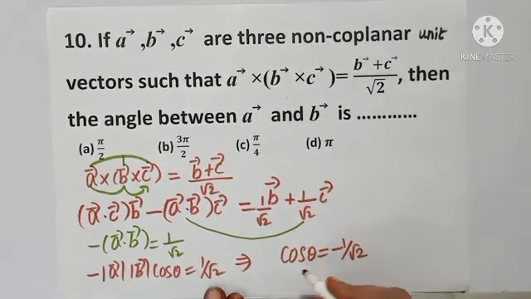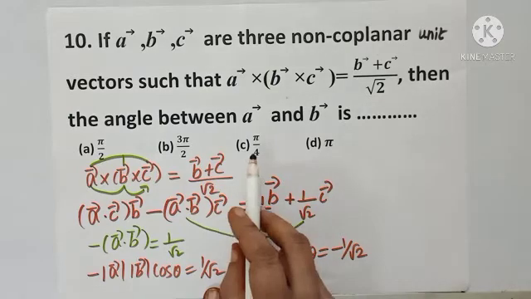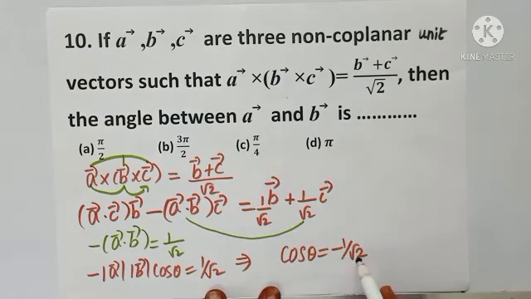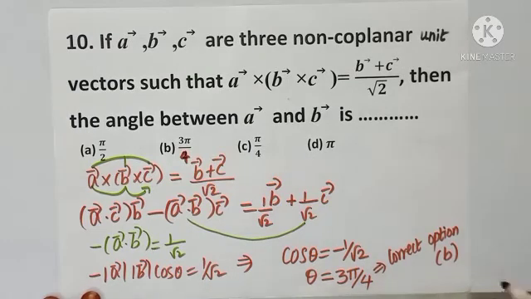Cos theta plus 1 by root 2 gives me pi by 4. Cos theta minus 1 by root 2 tells me it is an obtuse angle, that is 3 pi by 4. So I get theta as 3 pi by 4. Implies the correct option is B, that is 3 pi by 4.